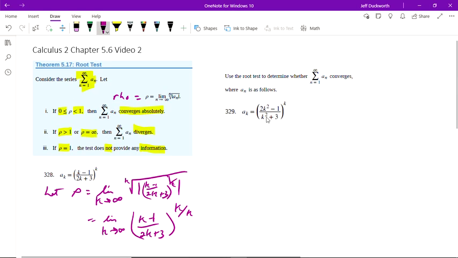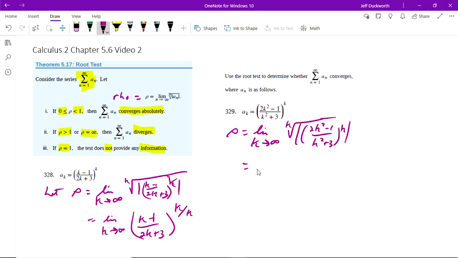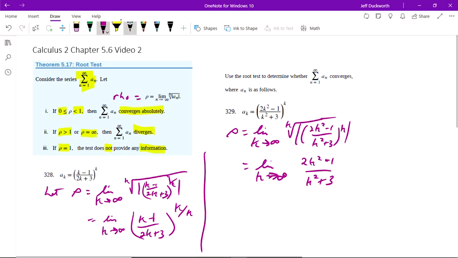Now let's take a look at number 329 here. So our limit, our rho, is the limit as, again, a_k, and we're going to take the kth roots of the absolute value of this. Which again, we get the limit as k approaches infinity. This is again going to be the k over k, so we get 2k squared minus 1 over k squared plus 3. We can use L'Hopital's. We can also determine the highest order here. Both of these are k squared. There's nothing other than that. This is just a polynomial. You can take a basic limit of this without using L'Hopital twice.